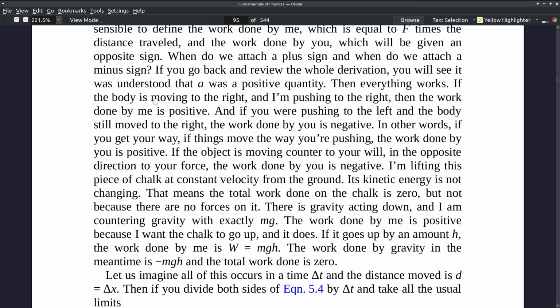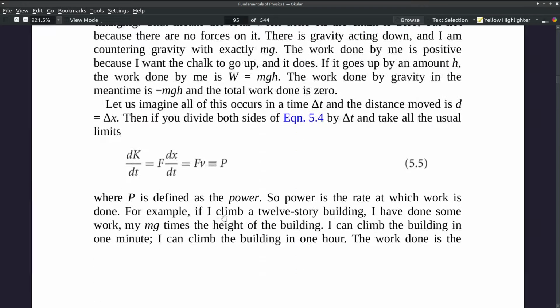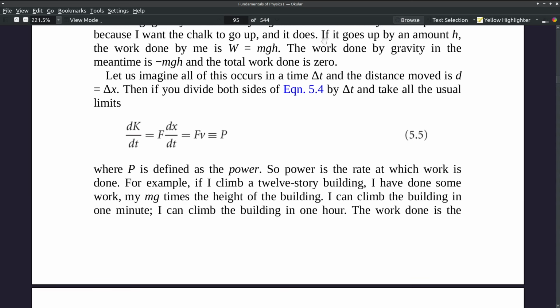I'm lifting this piece of chalk at constant velocity from the ground, so kinetic energy is not changing. That means the total work done on the chalk is 0, but not because there are no forces on it. There is gravity acting down, and I am countering gravity with exactly mg. The work done by me is positive because I want the chalk to go up. And it does. If it goes up by an amount h, the work done by me is W equals mgh. The work done by gravity in the meantime is minus mgh, and the total work done is 0.